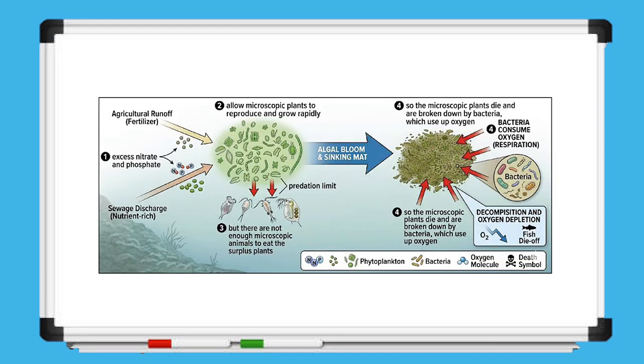The next diagram illustrates the same concept from another perspective. Excess nitrates and phosphates from agricultural runoff and sewage stimulate the explosive growth of microscopic plants and algae. Since there are not enough primary consumers to feed on this enormous algal population, much of it eventually dies and sinks. Decomposer bacteria then break down this organic matter, using up the dissolved oxygen through respiration. As oxygen becomes depleted, fish and many other aquatic organisms suffocate and die, leaving behind a severely damaged ecosystem.